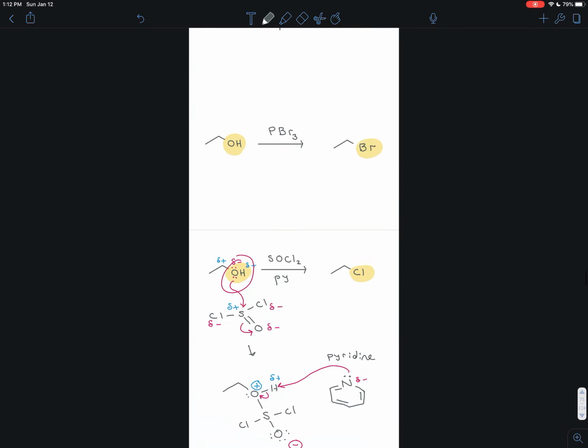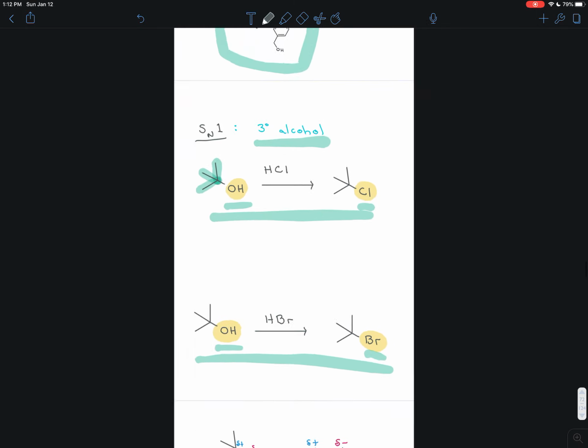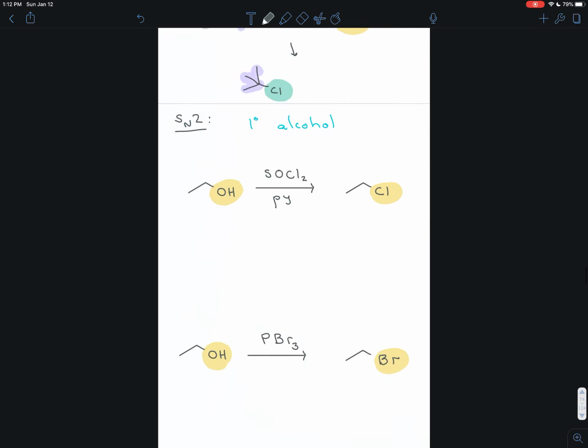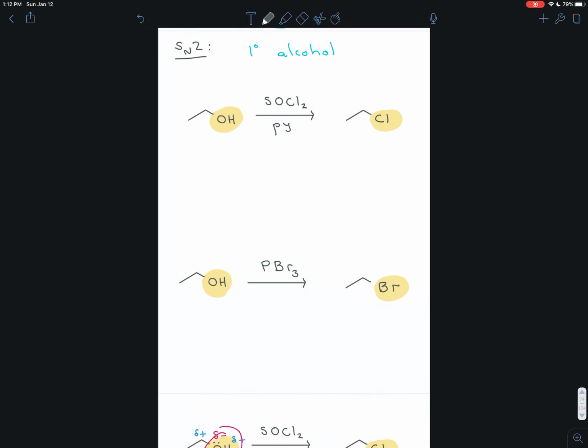Okay, so overall, big take-home story is, if you're doing an SN1 reaction and you want to replace an OH with a Cl, you use HCl. If you want to replace the OH with a Br, you use HBr. And you'll know to do that because the OH will be on a carbon that's bonded to 3 other carbons. If you're doing an SN2 reaction and you want to replace the OH with a Cl, you use thionyl chloride and pyridine. If you want to replace it with a Br, you use phosphorous tribromide. And you'll know to use these reactions because the OH will be on a carbon bonded to just 1 other carbon.